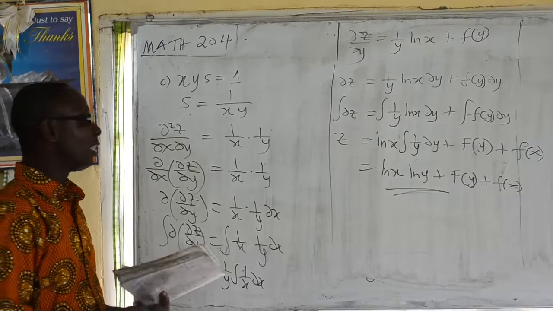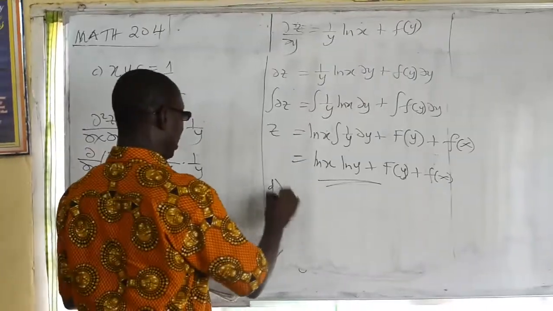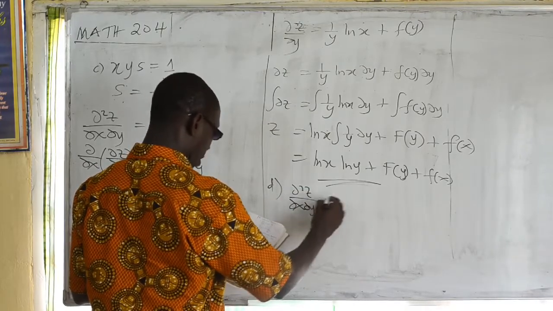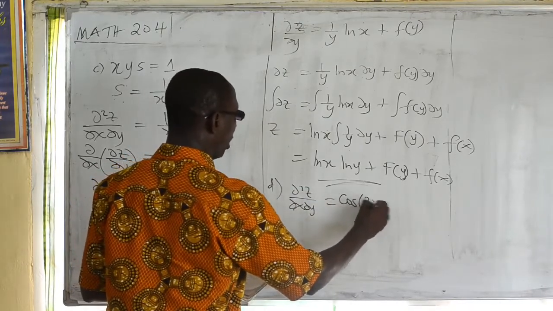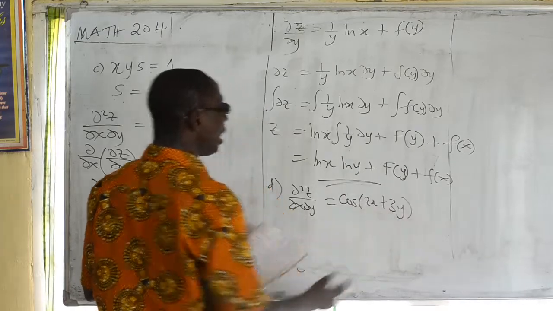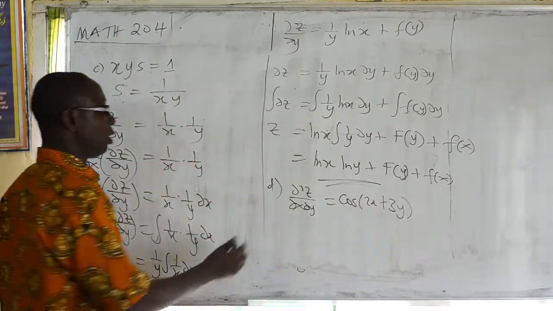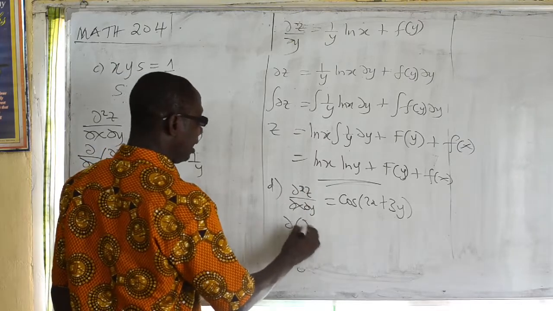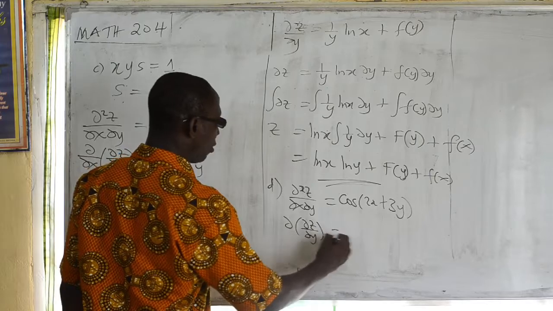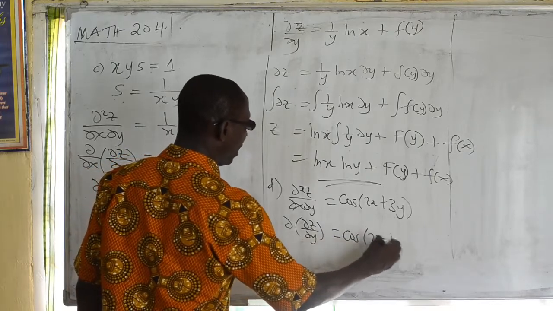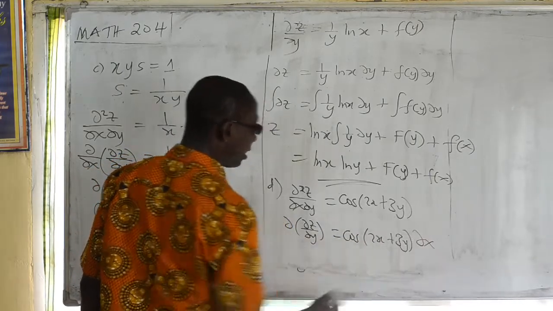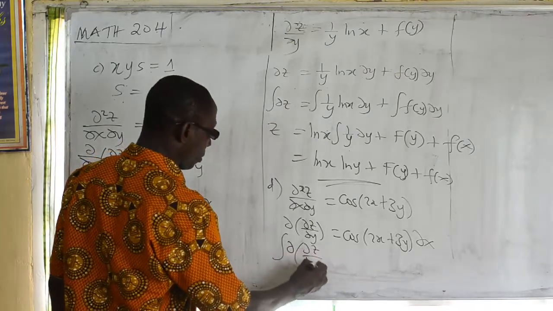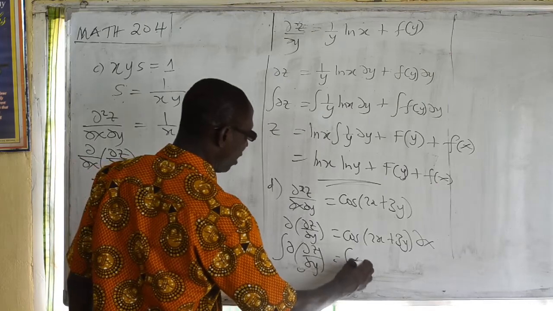Okay. To the last one, the D. The D says partial squared z over partial x partial y is equal to cos 2x plus 3y. I'm assuming now you know the tricks, so we'll try and avoid shortcuts. So here I'll have partial squared z over partial x partial y is equal to cos 2x plus 3y. I put integral here. I put integral here.